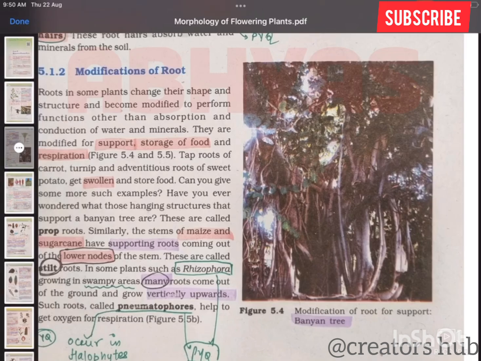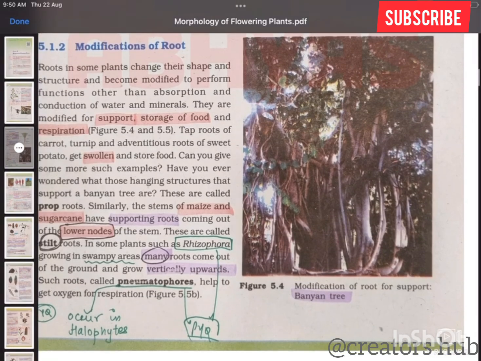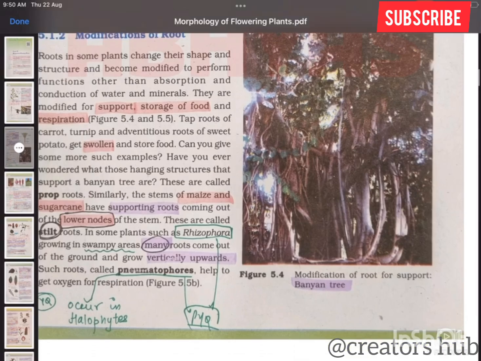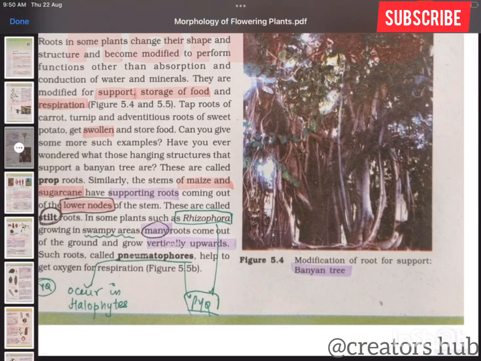Have you ever wondered what those hanging structures that support a banyan tree are? They are called the prop roots. Similarly, the stems of maize and sugarcane have supporting roots coming out of the lower nodes of the stem. These are called stilt roots.